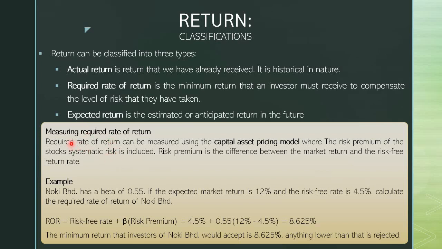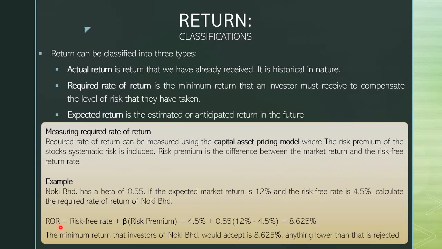So how do we measure required rate of return? We're going to use the capital asset pricing model, where the risk premium of the stock's systematic risk is included, meaning that we assume that if a security has a certain level of risk, then the return that we calculate using the CAPM model must be compensated for the risk that they have already taken. So what is risk premium? Risk premium is the difference between the market return and the risk-free return.